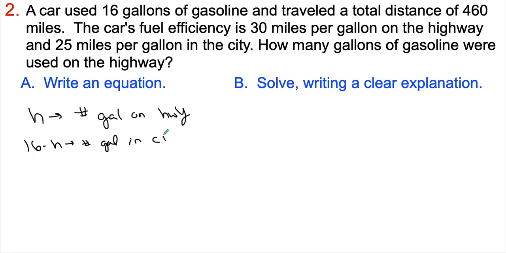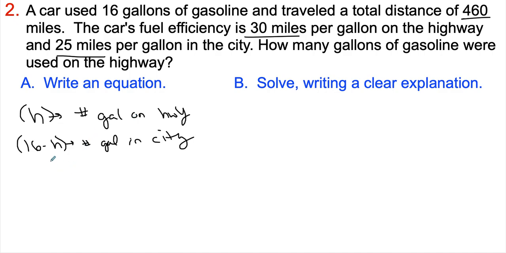in the city. Okay, so we kind of have to establish this in the beginning. H is our highway gallons, and 16 minus H would be how many gallons, or excuse me, I said miles again, it's gallons. And then 16 minus H would be gallons in the city. All right, with that, then we can make an equation with this and this. We can use our fuel efficiency and our total miles.